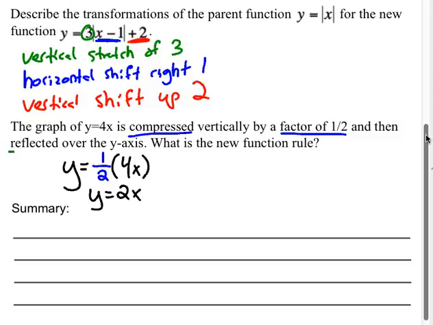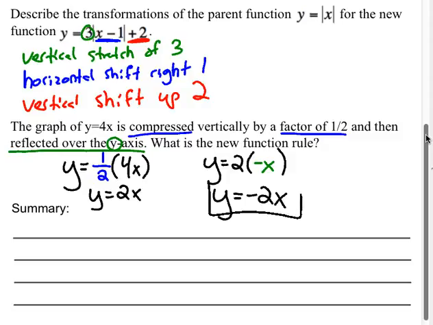Second, it says reflected over the y-axis. For it to be reflected over the y-axis, that means my x is what takes the negative. That gives me the function y equals -2x. So you can follow directions too as you're reading through them. You can apply them as you read them to get what a new function looks like.